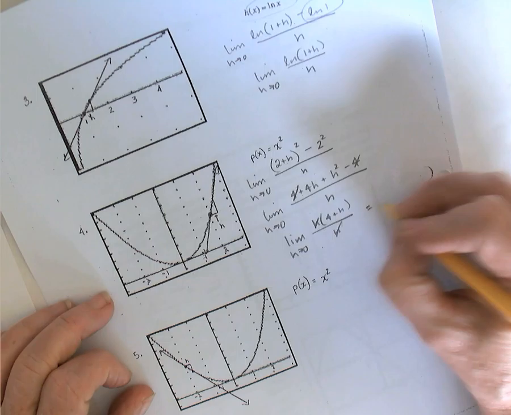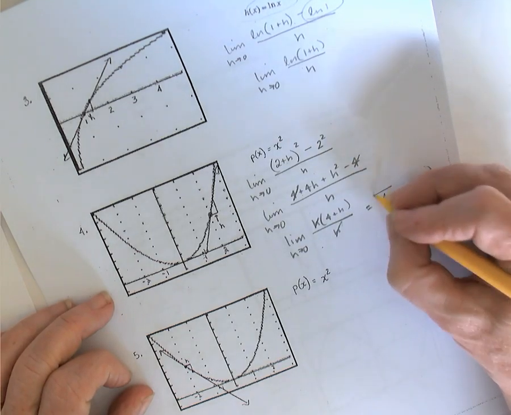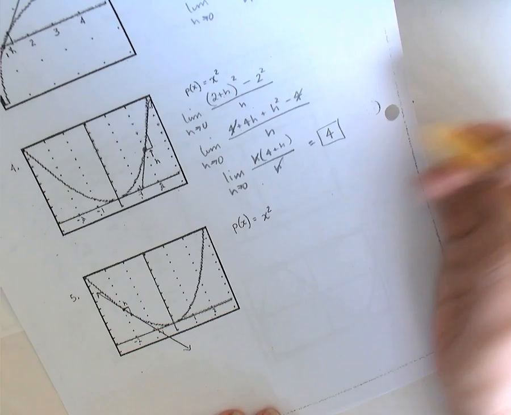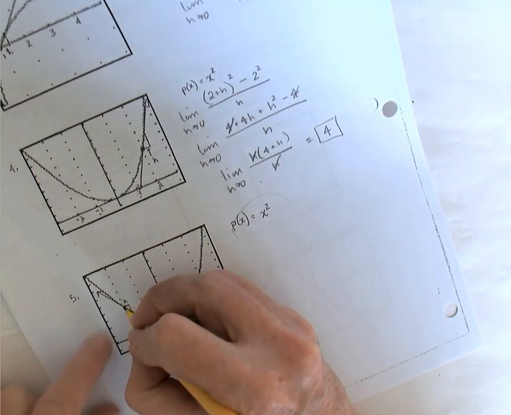And that is just going to leave me with 4. So that works out nicely. I'm going to try the same thing with x is equal to negative 2.